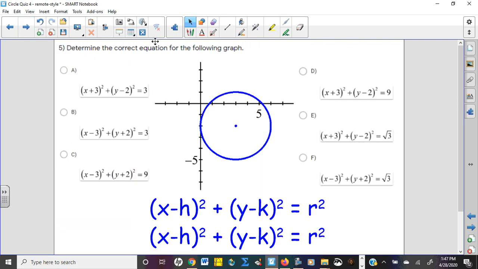Number 5. So we just need to write the equation of this circle.